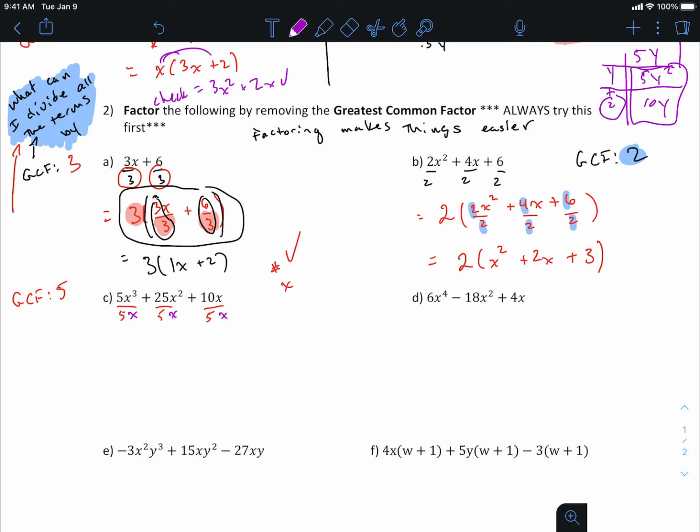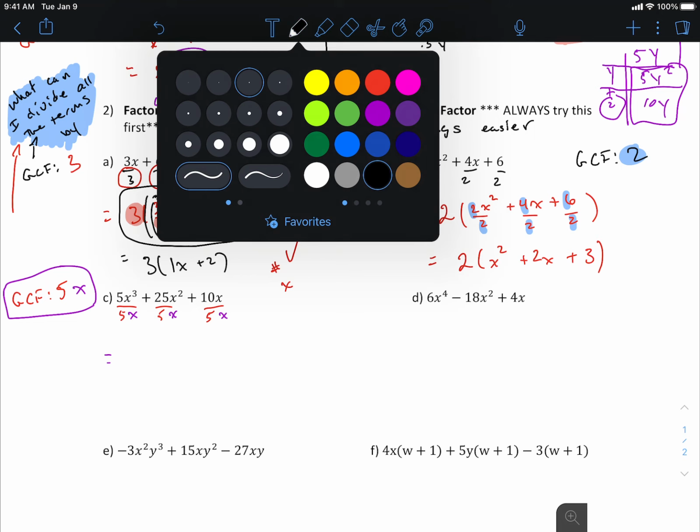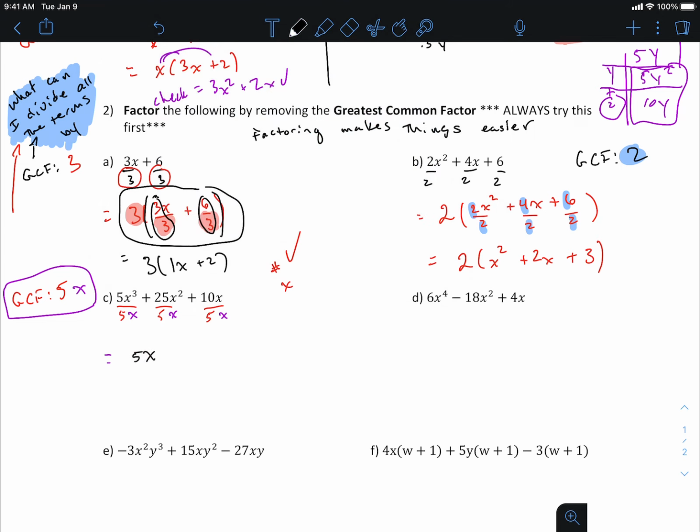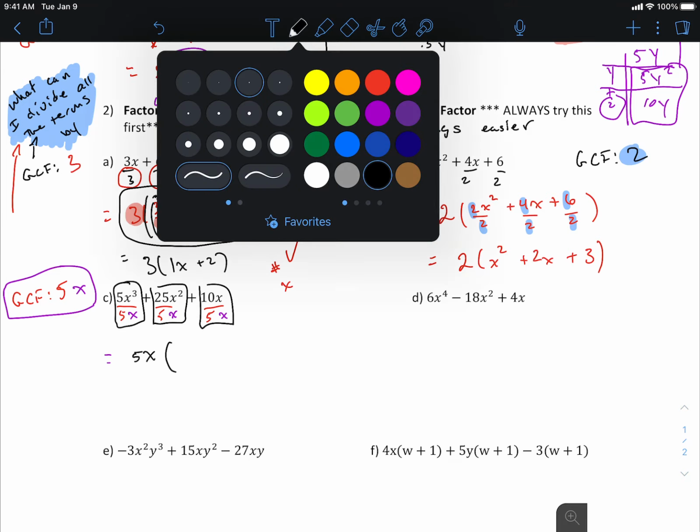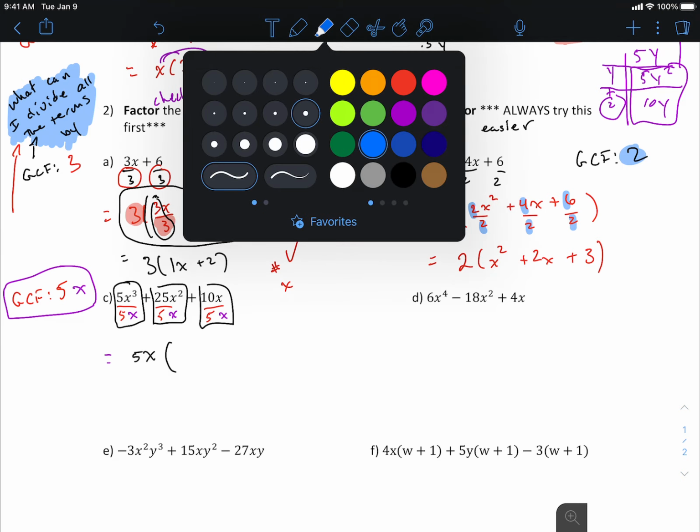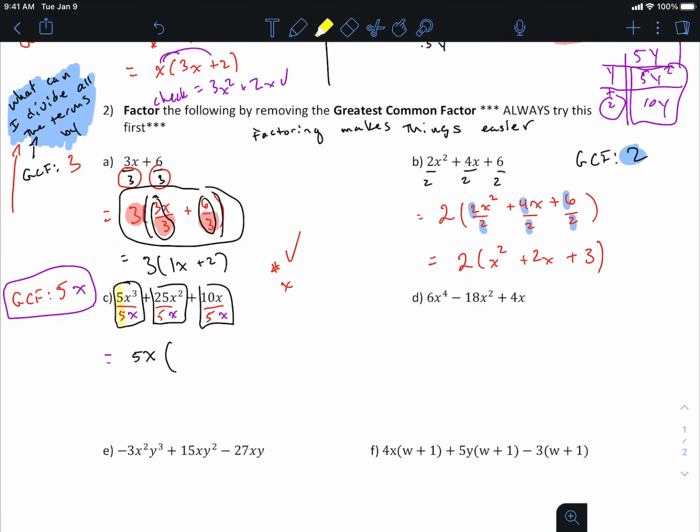Okay, so you've built your greatest common factor over here on the side. That's the thing that goes out front. So we get 5x. You tell me what's left after you do the math in each term. Okay, so for instance, 5 divided by 5, here I'll use a highlighter. 5 divided by 5 is going to be 1.